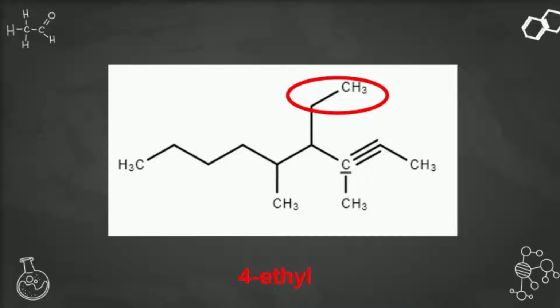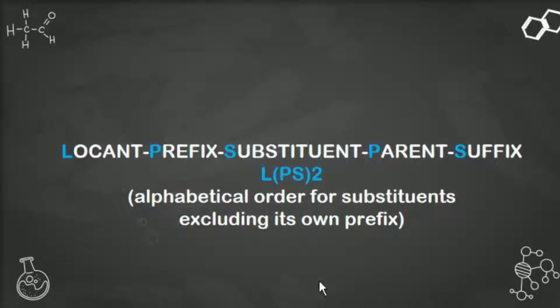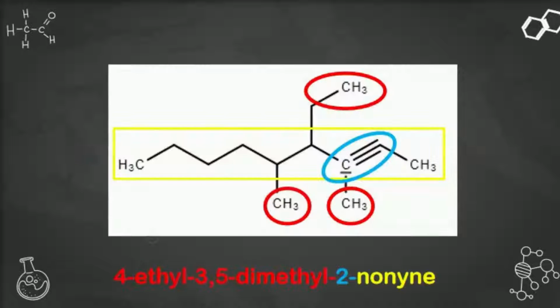Another substituent is ethyl. So let us number to find which carbon it is on: 1st, 2nd, 3rd, 4th. So it is attached to carbon number 4, so the locant would be 4. We have 4-ethyl. And then let us now combine as one name the parent name and the substituents with their locants. We put the locant first, and if a prefix is available, we include it, and then the substituent, and then the parent and suffix. We have alphabetical order for substituents, excluding their own prefix.